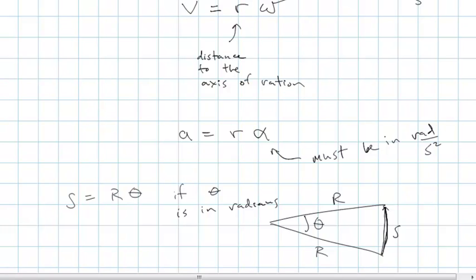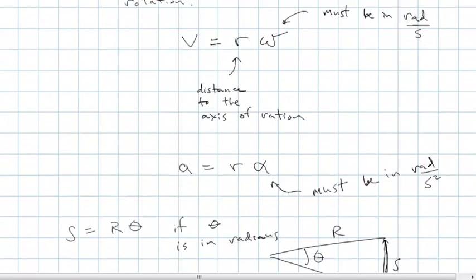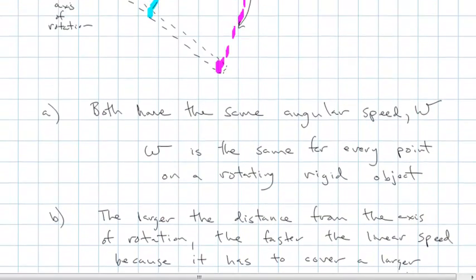If you just want to make that blanket conversion, everything in radians, you'll be safe for everything. But there are certain relationships where you have to be in radians, and others, like the kinematics equations, where you can pick whatever's convenient for you. Alright, so let's go back to our problem now.